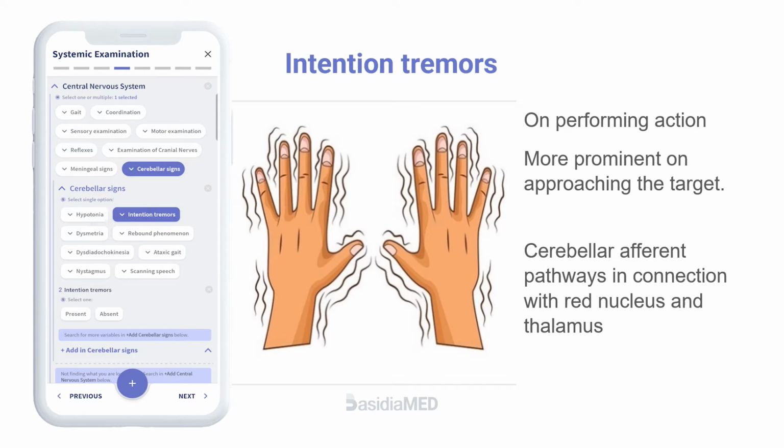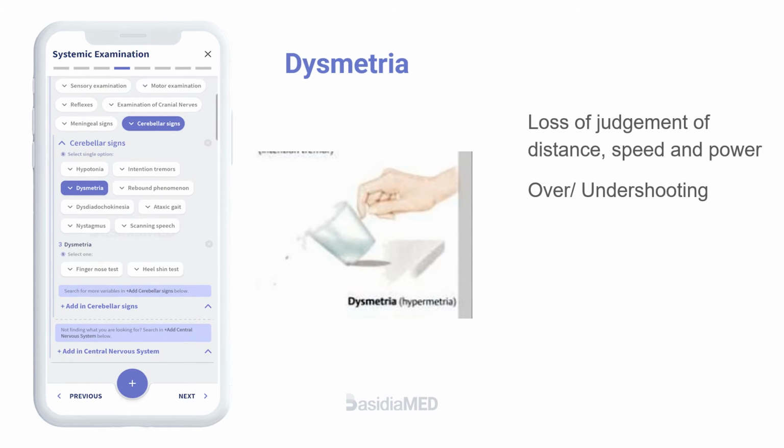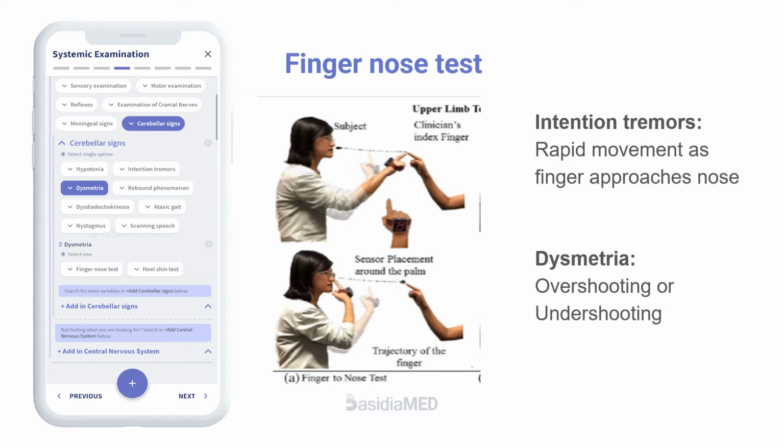Lesions of the neocerebellum result in intention tremors and dysmetria. Intention tremors are involuntary, rhythmic muscle contractions that occur during a purposeful voluntary movement, the intensity of which increases upon reaching the target. They are observed if there is involvement of the cerebellar afferent pathways in their connection with the red nucleus and thalamus. Dysmetria is inability to arrest movements at the desired points due to loss of ability to gauge the distance, speed, and power of movements. Both intention tremors and dysmetria are tested by the finger-nose test.